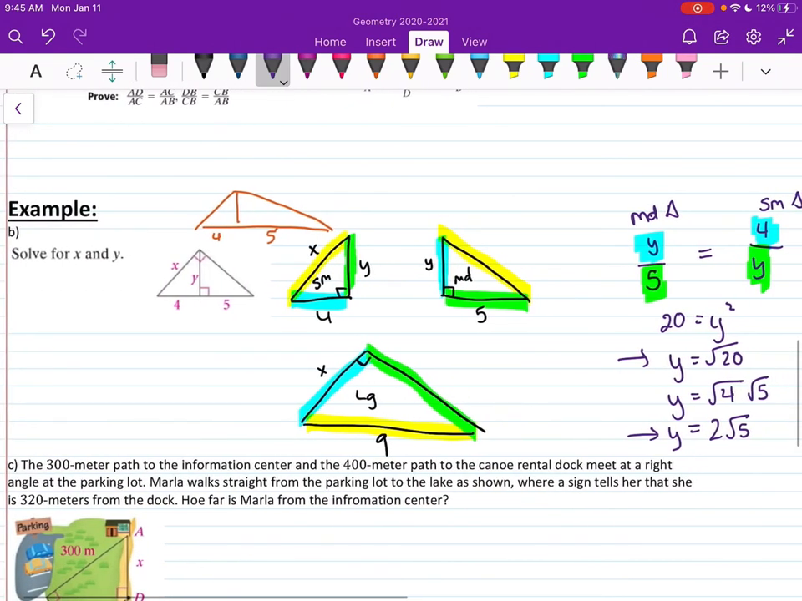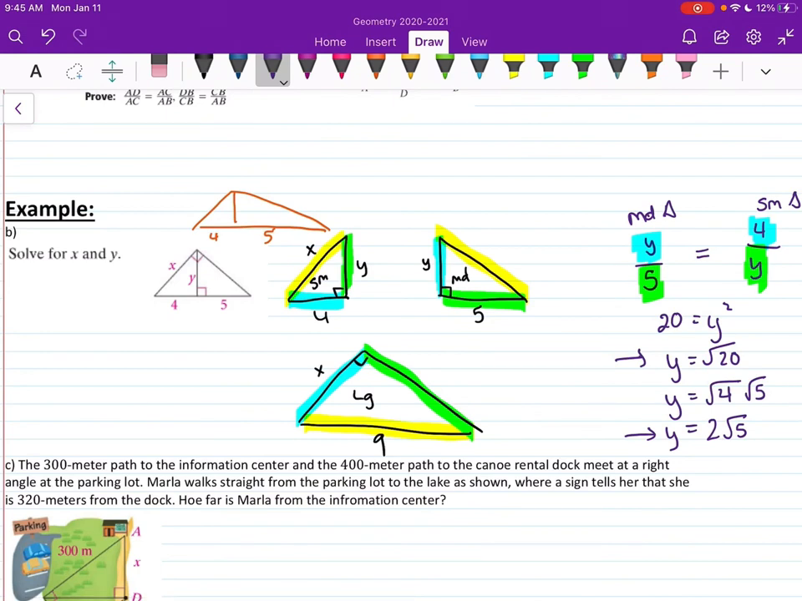Solving for x, I'm going to use the large triangle. And in the large triangle, I have the blue side and the yellow side. So I have x over 9. So the blue side and the yellow side. And then in my small triangle, I want to do the same thing. I want the blue side over the yellow side. So for that one, the blue side is 4 and the yellow side is x.